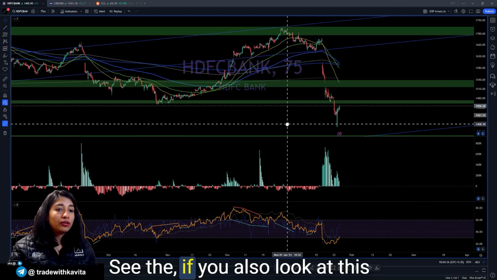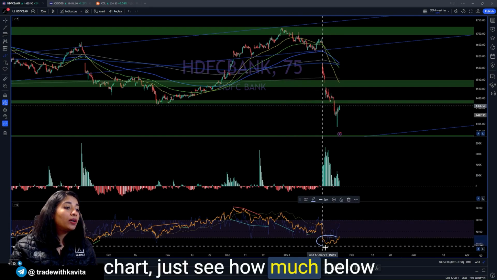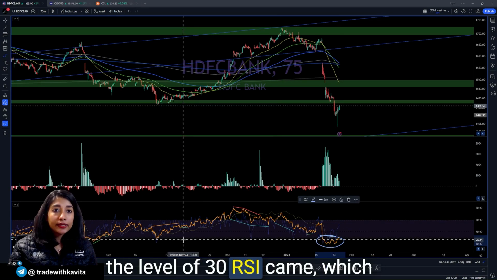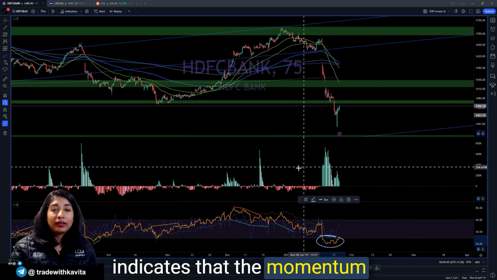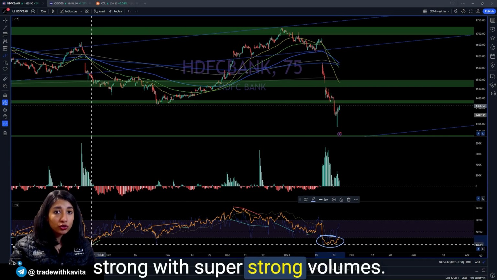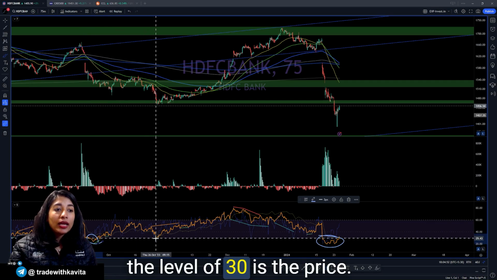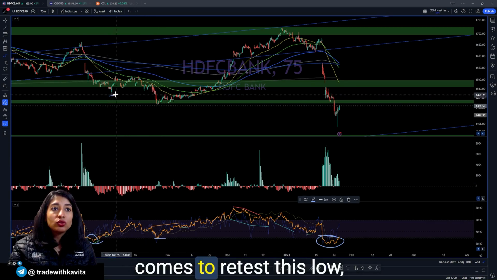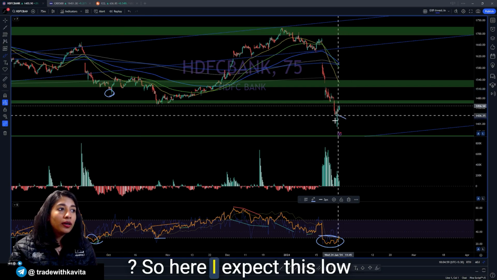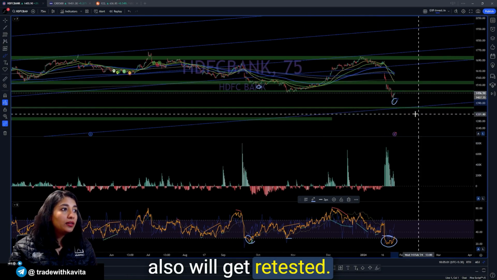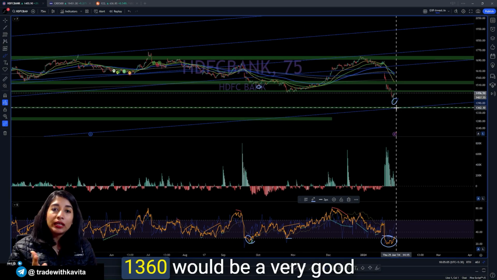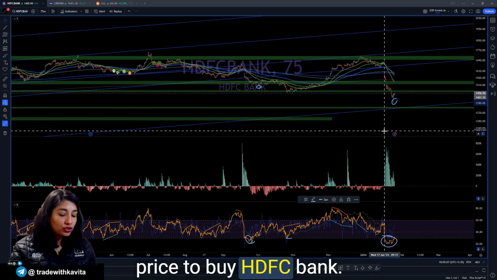See, if you also look at this chart, just see how much below the level of 30 RSI came, which indicates that the momentum of the decline has been super strong with super strong volumes. So what happens usually when the momentum breaks the level of 30 is the price comes to retest this low. So here I expect this low also will get retested, and I think the level of around 1360 would be a very good price to buy HDFC Bank.